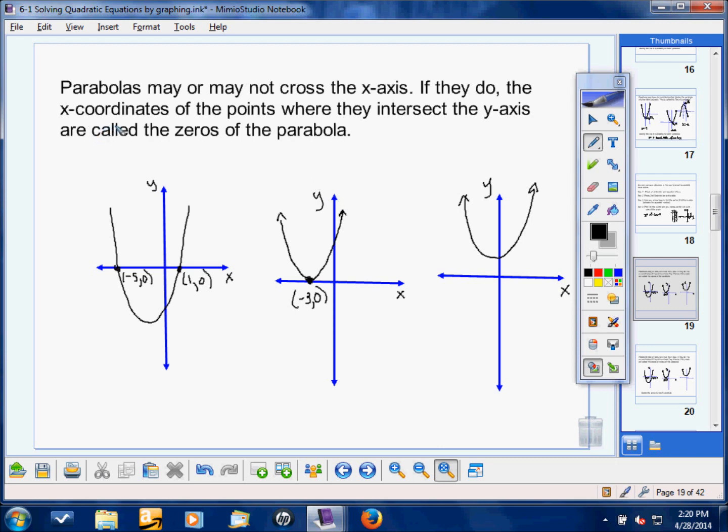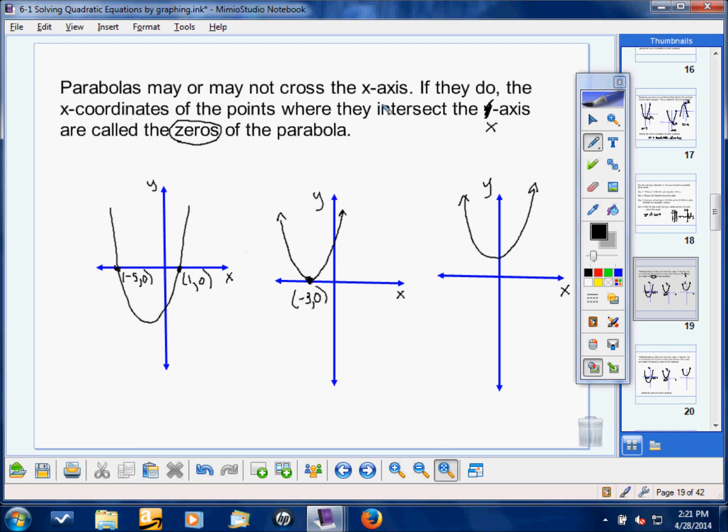The x-coordinates of the points where they cross the x-axis are called the zeros of the parabolas. Yeah, definitely write this down. This is important. This is the definition of something called a zero, not as a number, but as a definition. It's called a zero. It's also called a root.